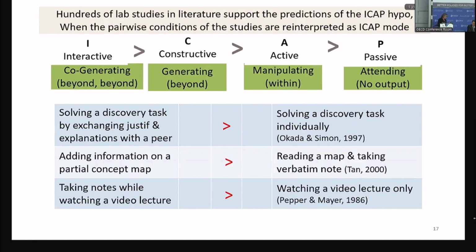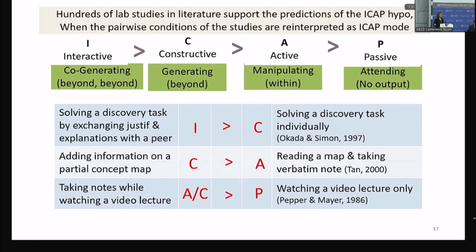Here's a study published by Okada and Herb Simon, where solving a discovery task by exchanging justification and explanation with a peer leads to much better performance than solving discovery tasks individually. According to ICAP, that's because I is better than C. Similarly, if you add information on a partial concept map, that is a lot better than reading a map and taking verbatim notes. Again, that can be explained by C is better than A, constructive is better than active. Finally, taking notes while watching a video lecture is better than watching the lecture without taking notes. Taking notes could be A or C, depending on what kind of notes you take, and that's better than passive.